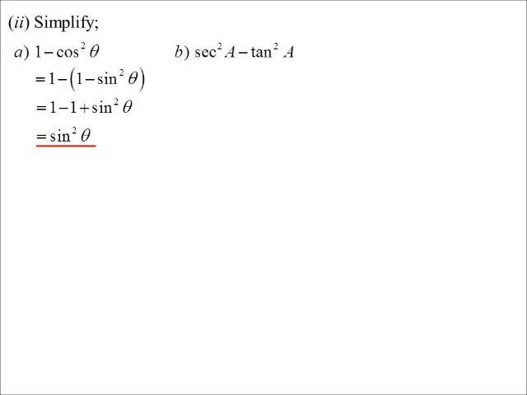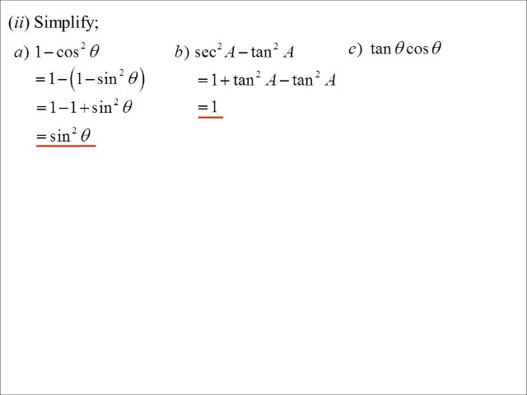But let's say we didn't. Sec squared minus tan squared. I've got the trig identity, 1 plus tan squared is sec squared. So I think it probably makes more sense to substitute in for the sec squared, as it's already rearranged nicely for me. So I get 1 plus tan squared minus tan squared. Oh, that one's 1.